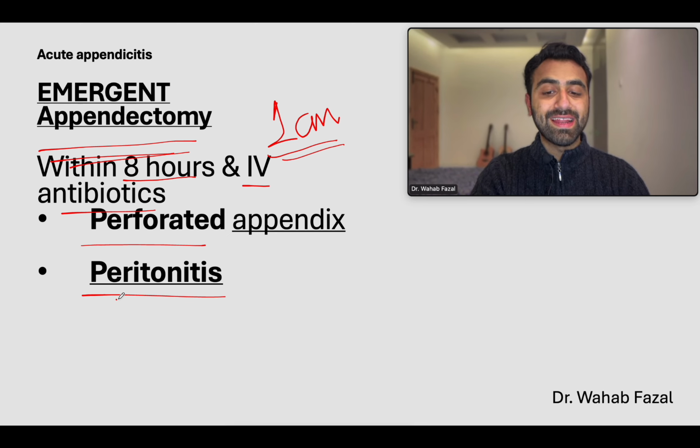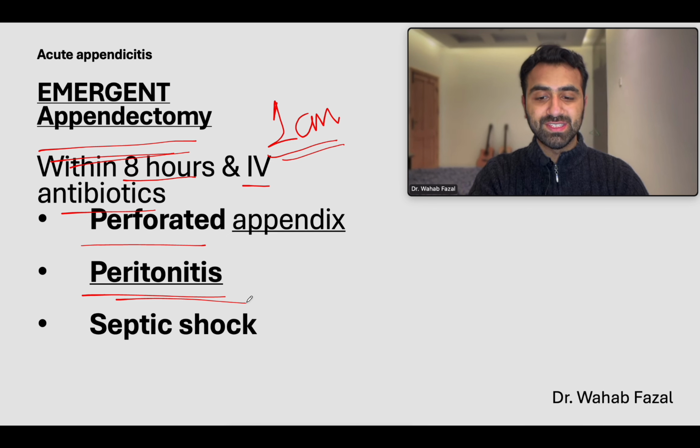You're getting peritonitis, inflammation of the whole peritoneum. You're getting that rigid abdomen, and the patient is complaining of a lot of pain throughout the whole abdomen. You have this peritonitis presentation, and that is a surgical emergency. So you want to operate within 8 hours and with IV antibiotics.